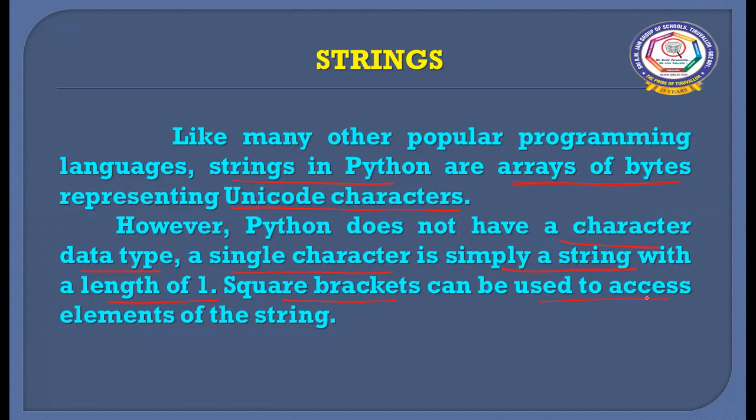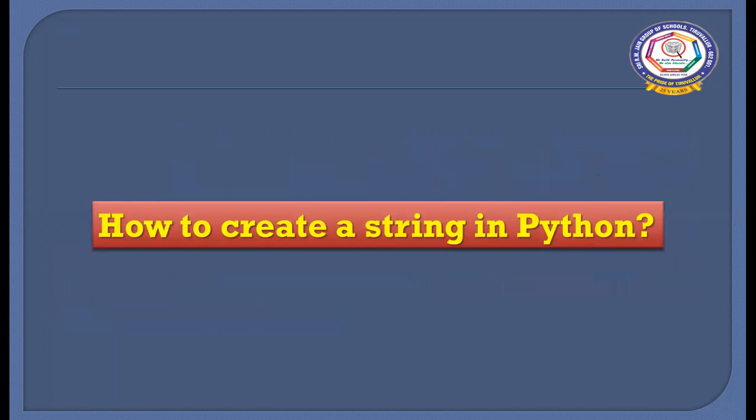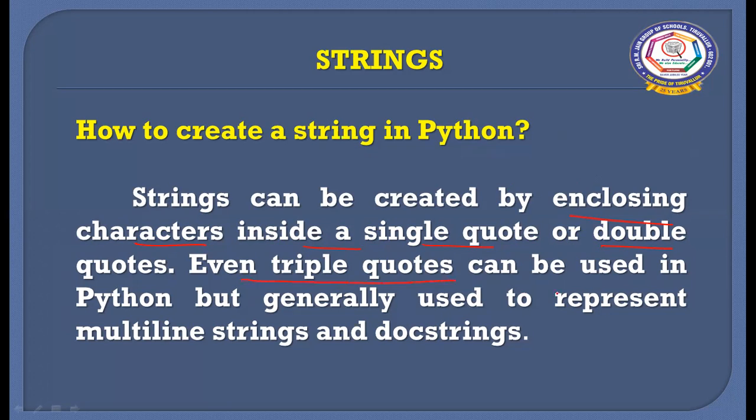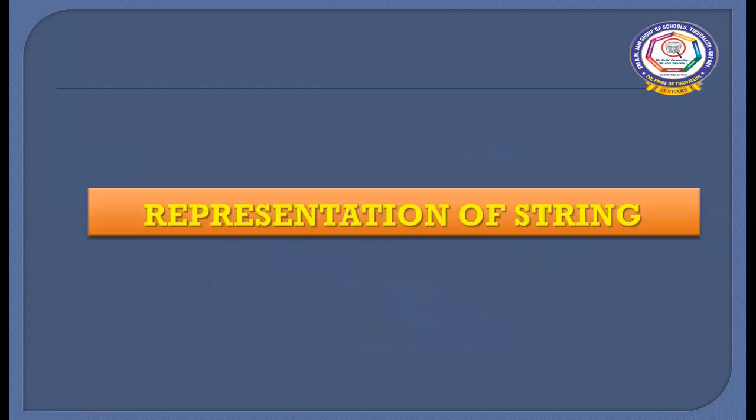Square brackets are used to access the elements of the string. So, how to access the elements? Elements in the sense, each individual character, which we access using square brackets. How to create a string in Python? Strings can be created by enclosing the characters inside single quotes, or double quotes, or even triple quotes, which are generally used to represent a multi-line string, or used for a docstring, for documentation purposes.